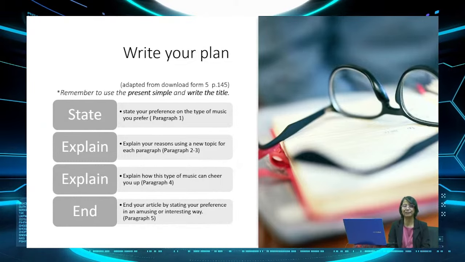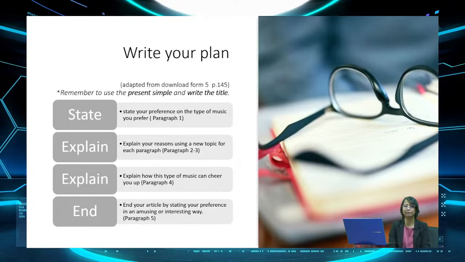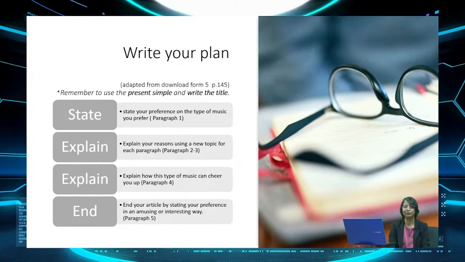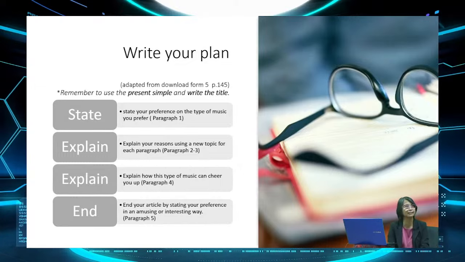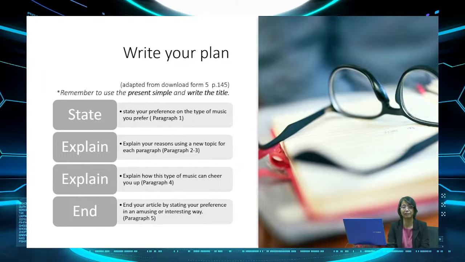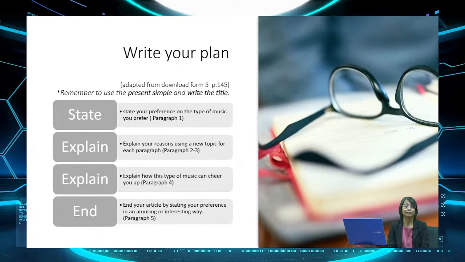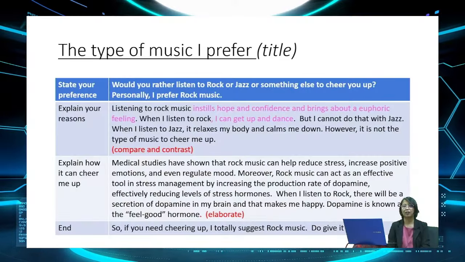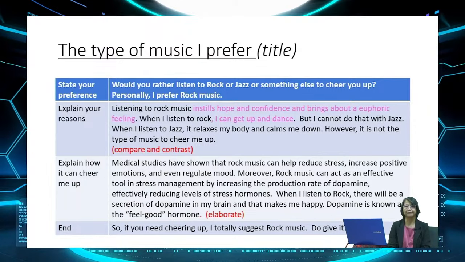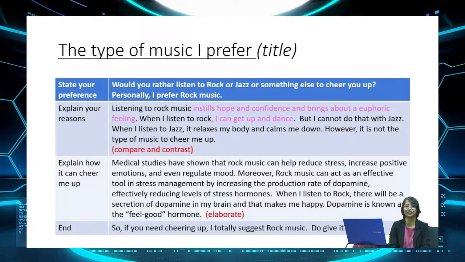Okay, explain your reasons using a new topic for each paragraph. Then explain how this type of music can cheer you up. Then you end your article by stating your preference again in an amusing or interesting way. So the better you can write, the more amusing, more interesting it is, later would determine your score at the end. Alright, so the first part. Would you like to listen to rock or jazz or something else to cheer you up?